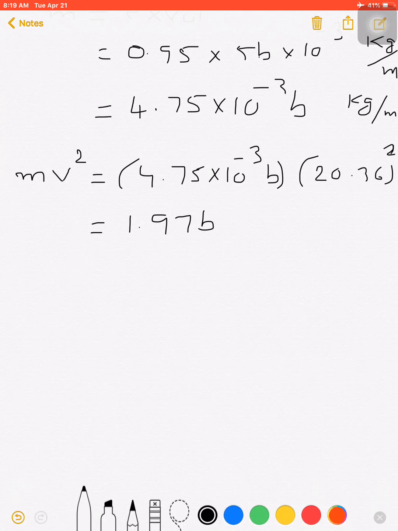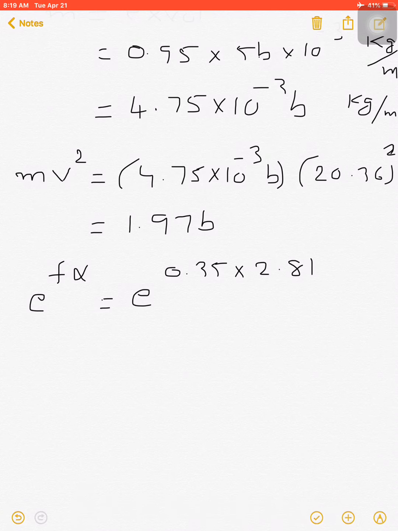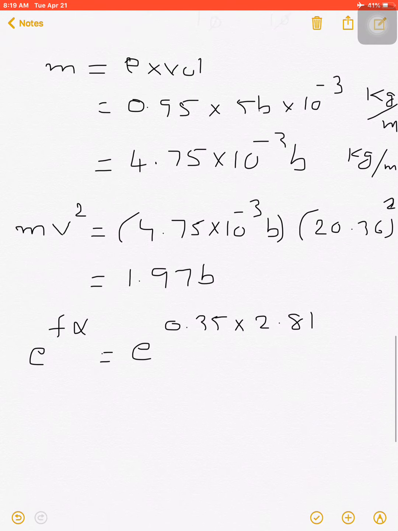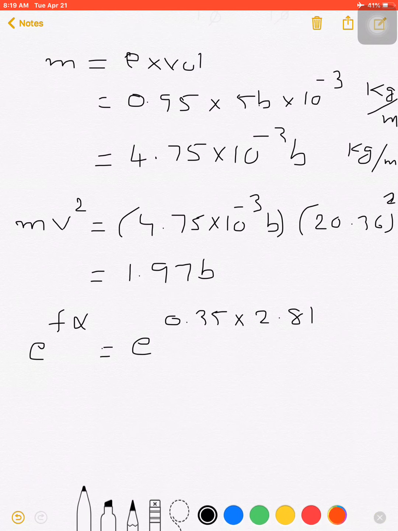The next one is e power f alpha. Here f is the coefficient of friction, that is 0.35, and the alpha value is 2.81. Already we got that, alpha s value is 2.81. Here it is in radians. Now again, if you simplify this, you will get 2.67.